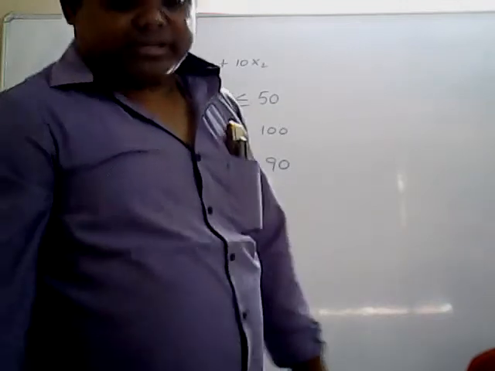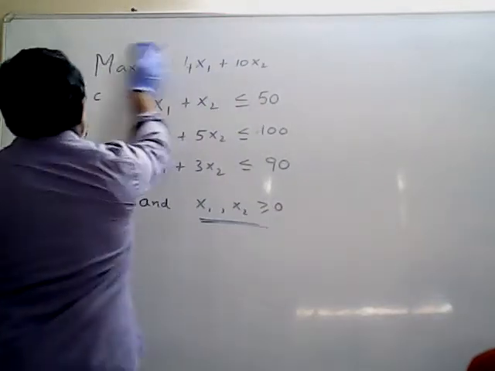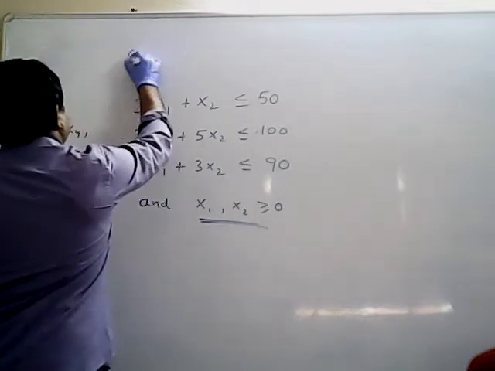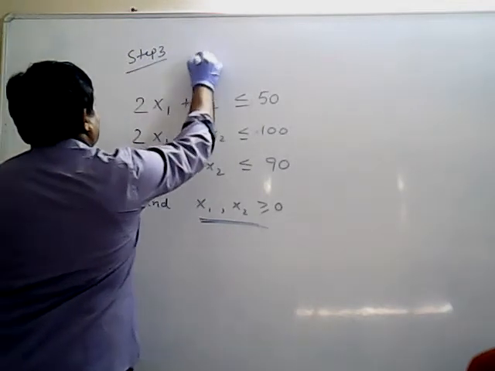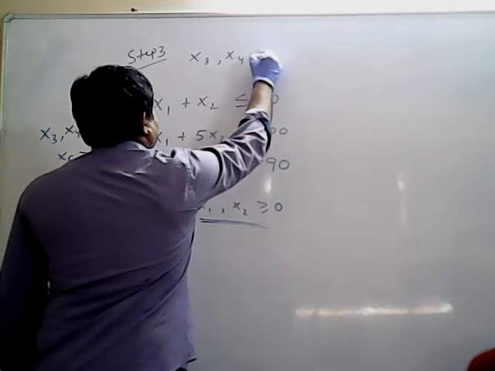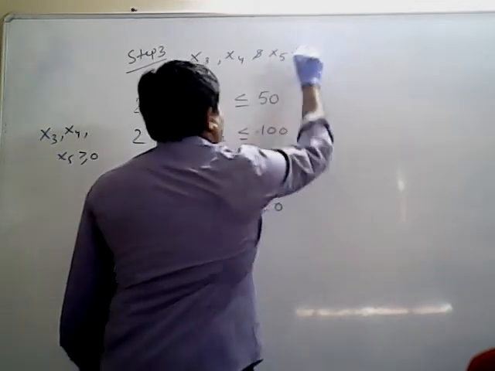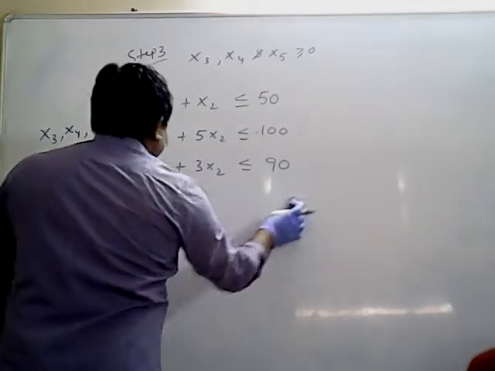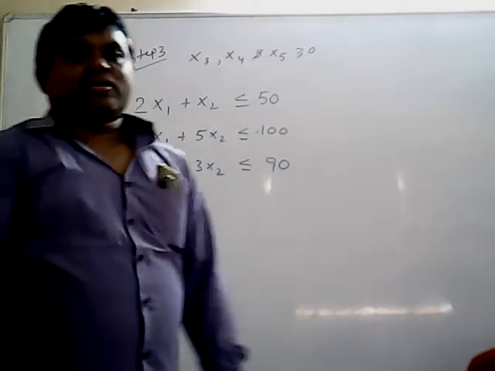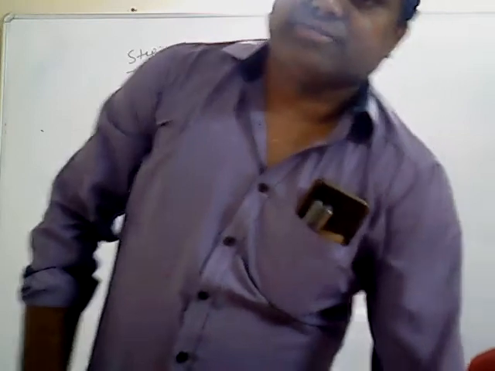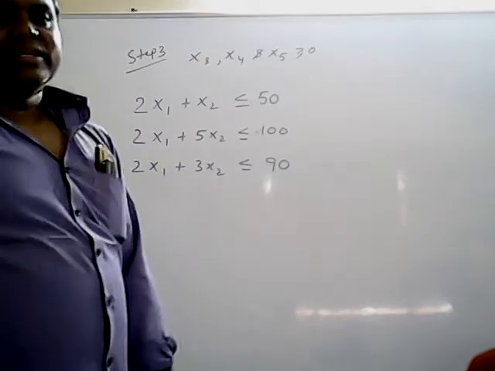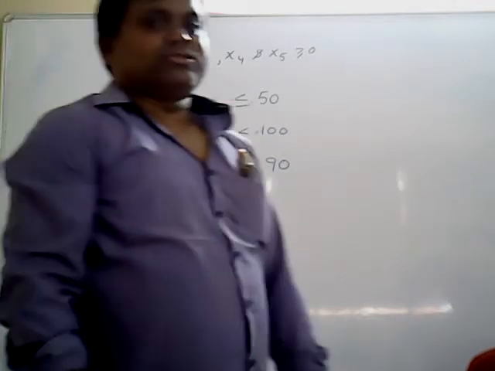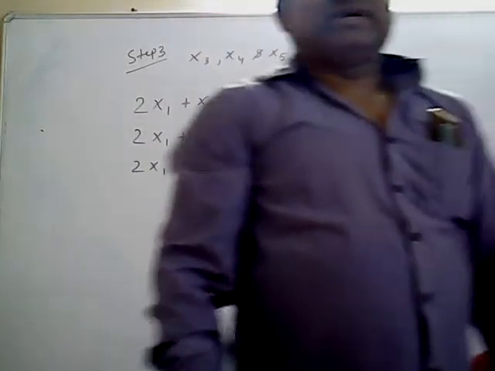Okay. Sorry, step number 3. Introduce the slack variables x3, x4 and x5 greater than or equal to 0, and put the costs of these variables equal to 0 in the objective function.